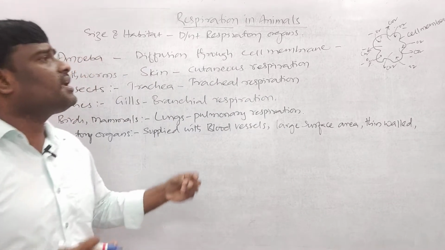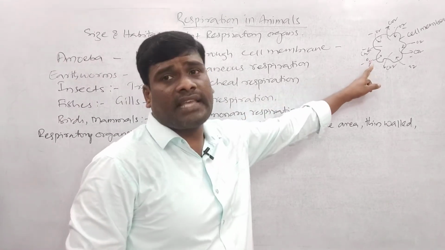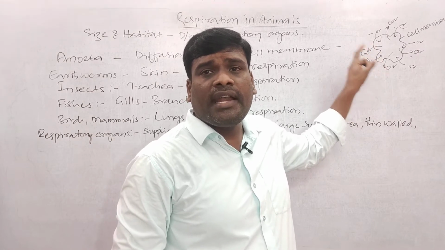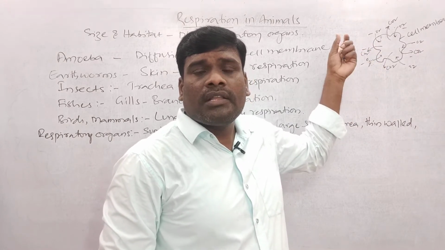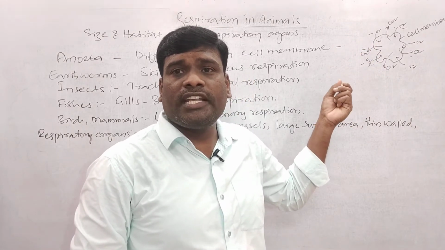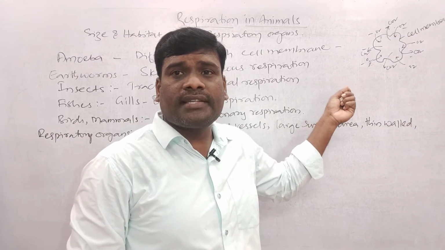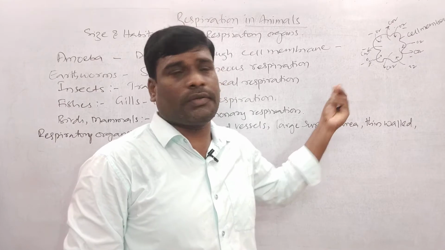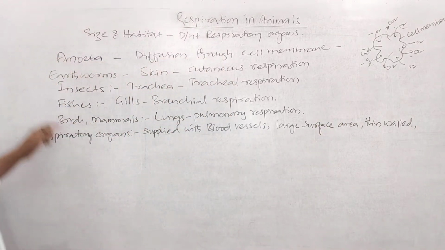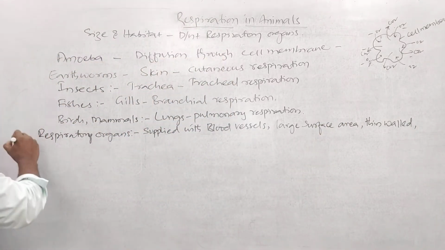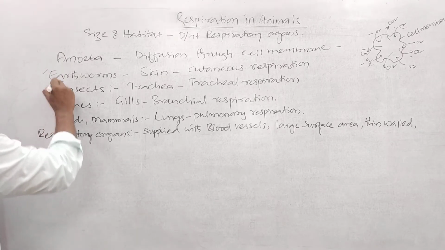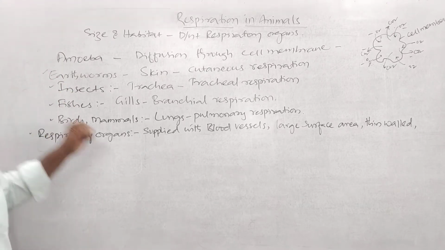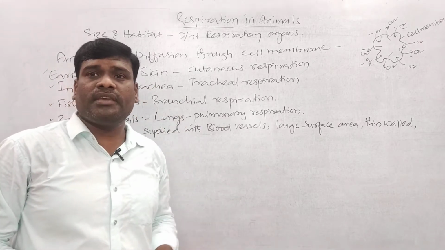Got it? So here the diffusion of gases, exchange of gases or supply of oxygen to this amoeba is very simple because the size of that amoeba is very small. So exchange of gases takes place very easily and very fast also. But what about the multicellular organisms such as earthworm, insects, fishes, birds, as well as what, children? Birds, mammals, and amphibians.